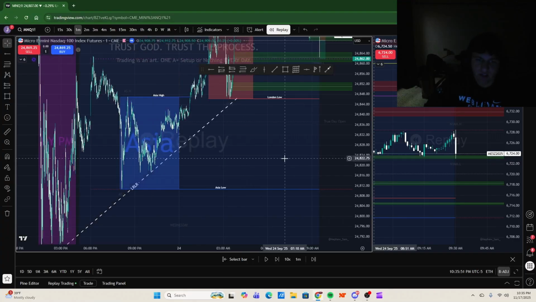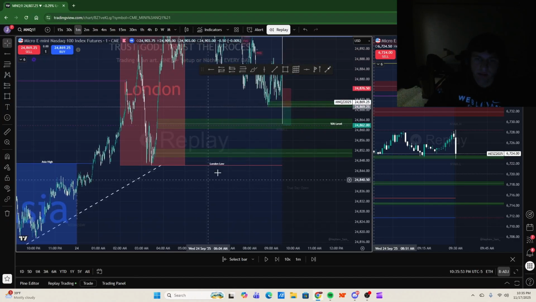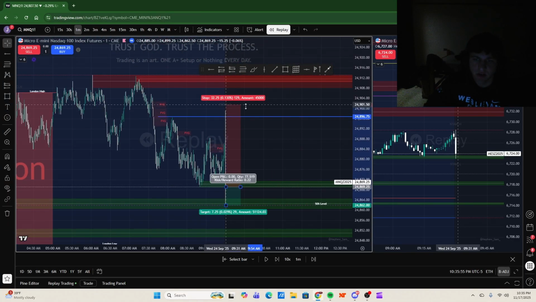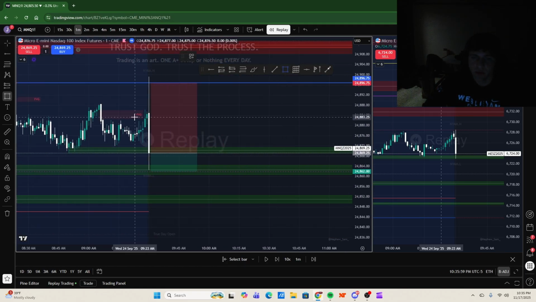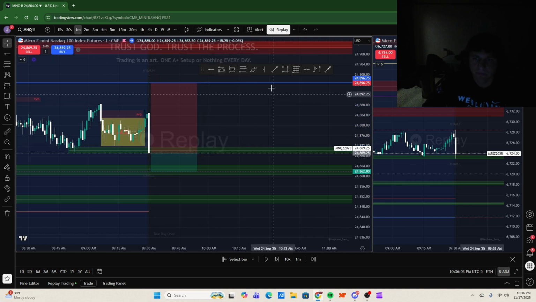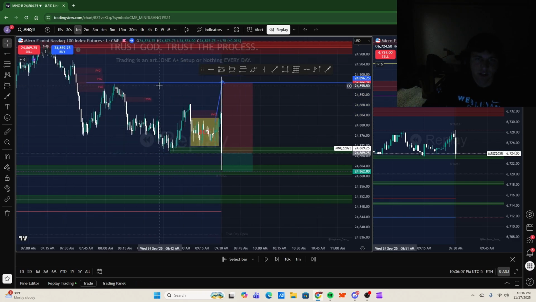I don't want to see us return. This is stacked LR, so I'm assuming all these session lows are going to get taken out. Don't want to see us return to this high. This is another perfect example of AMD. We're accumulating right before open, and then we manipulate up to a liquidity pool, which is that 15-minute internal high.